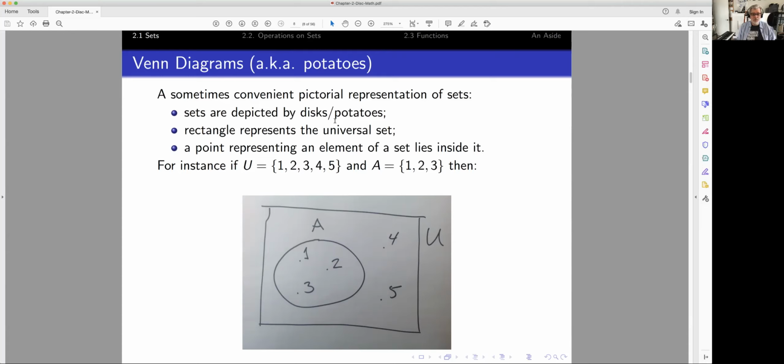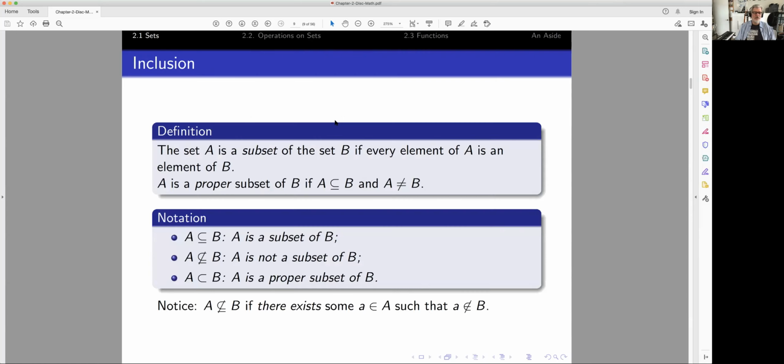So here's an example where the universal set consists of the elements 1, 2, 3, 4, 5, and the set A consists of elements 1, 2, 3. Okay, so that's a simple example. Okay, inclusion. Another definition, very simple definition.